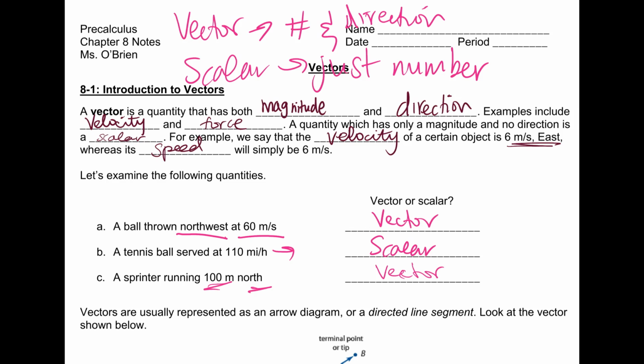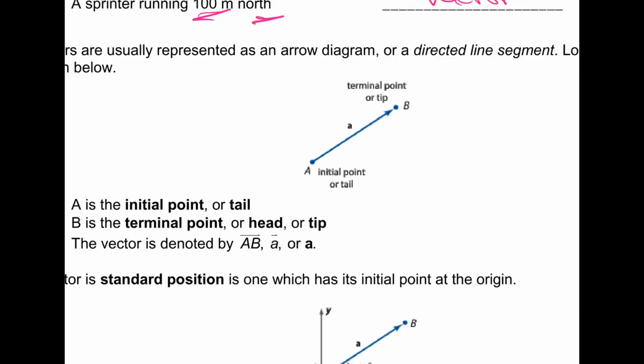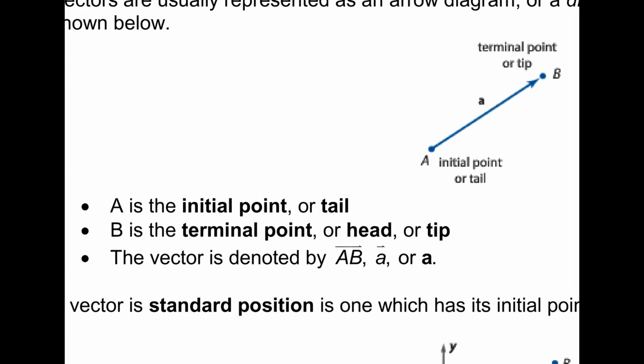All right, so vectors are usually represented as an arrow diagram or a directed line segment. Look at the vector shown below. A is the initial point, also called the tail. B is the terminal point. It's where you end. It's called the head or the tip. So we write the vector as A to B. Notice there's a little arrow at the right end. It's a ray.